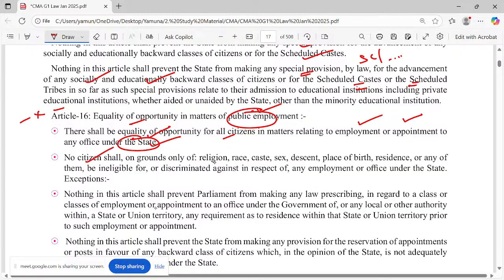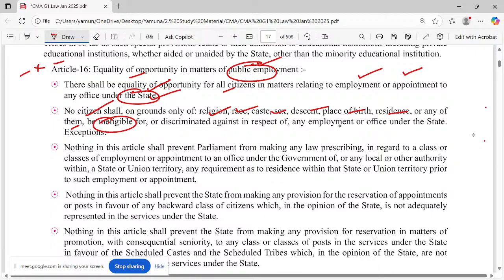No citizen, probably on the grounds of religion, race, sex, descent, place of birth, residence, any of them, shall be ineligible. We saw this in 15(1). On this basis you cannot discriminate; everybody is equal. So here they say because of this discrimination you cannot. Any employment or office under the state has exceptions. There are some exceptions around this.